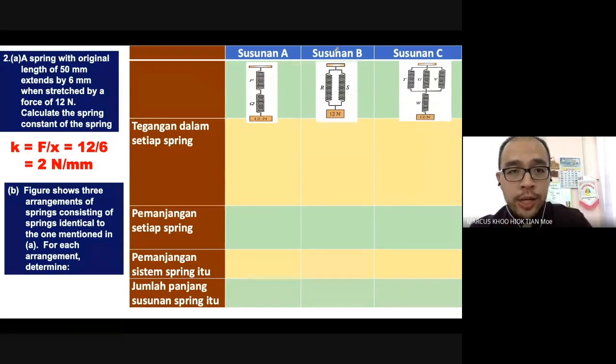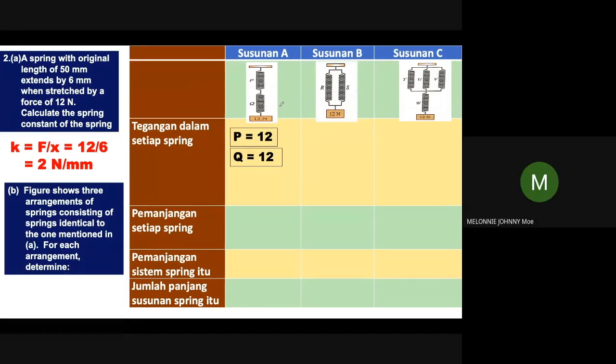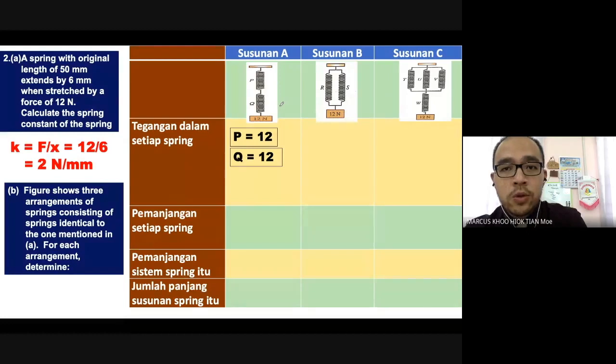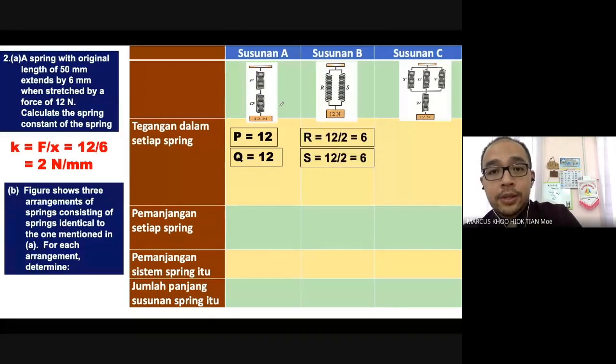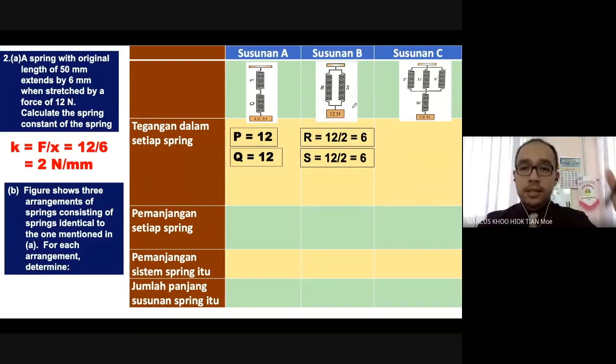Okay, so the tension on each spring, for this arrangement, how much would the tension be? Sorry, how much would the force be on each spring? Setiap spring akan mengalami 12 ke kena bahagi 2? 12. Dia akan mengalami 12. P will be 12, Q will also be 12. What about R and S? Divide by 2. So they will get 6 each lah. Okay, so each of these springs only experiences 6 newtons because berat sama dipikul, ringan sama dijinjing.